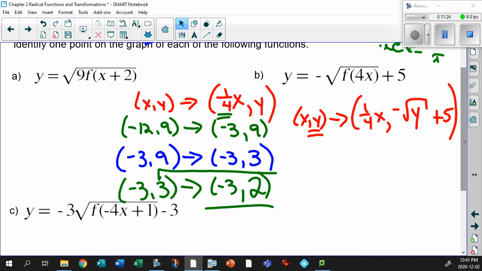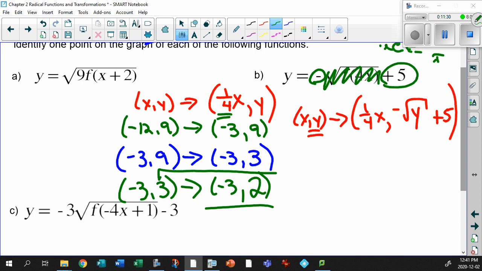If you look at the original, the radical's here. What's happening outside of the radical is what's happening right here. Let's see if this works, okay? So the original point was (-12, 9). Let's see if we get this. Okay, 1/4 of -12. Yup, we got the -3.